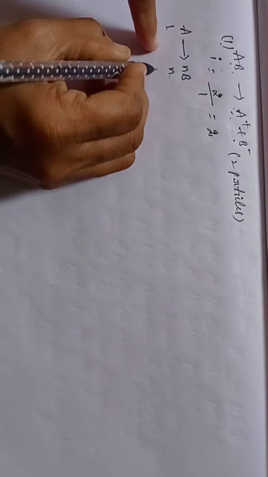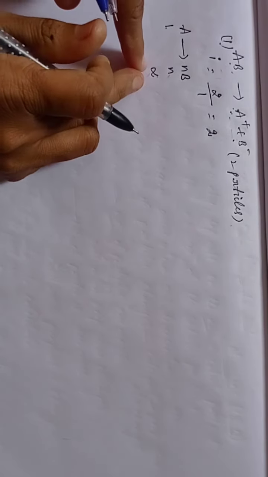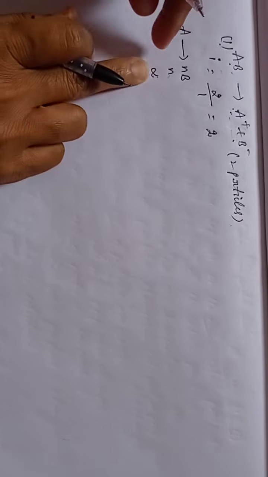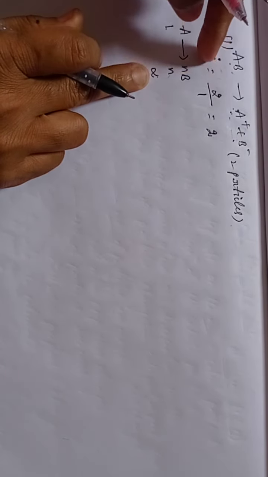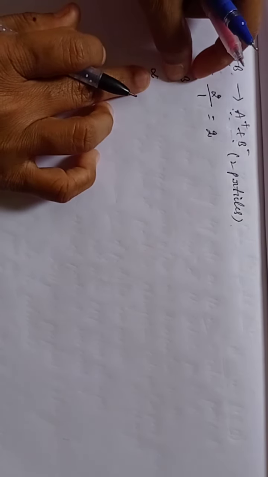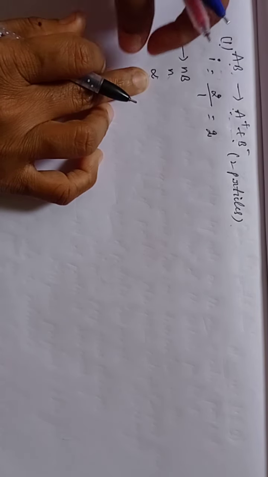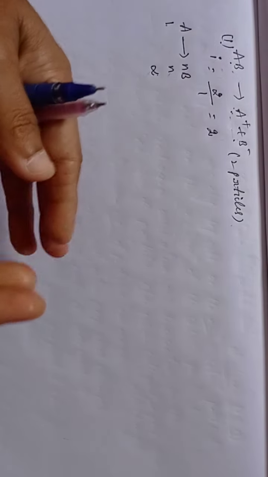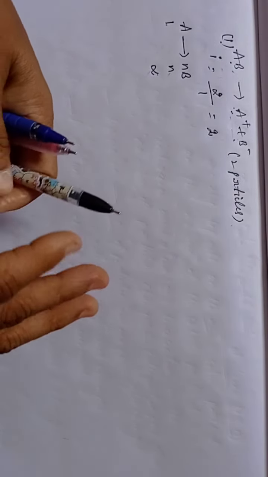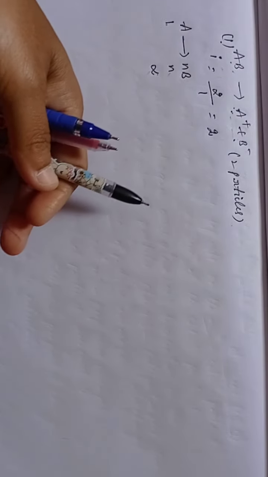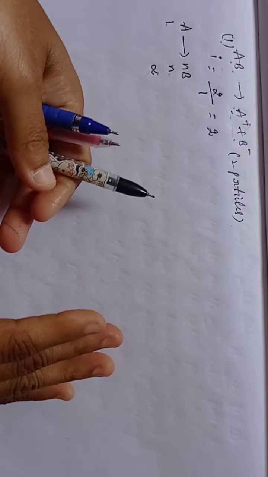Now I am taking the degree of dissociation alpha. As alpha increases, the concentration of the reactant decreases, so it is minus alpha. Because in every chemical reaction, the concentration of the reactants decreases, that's why we take minus, and the product concentration gradually increases.